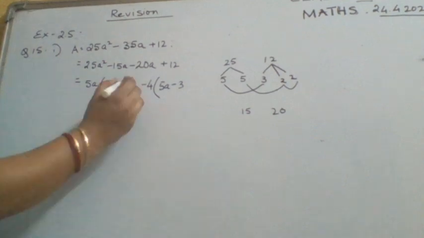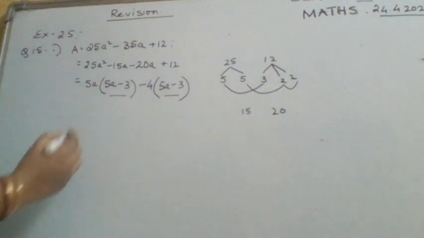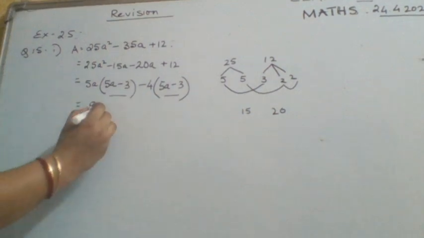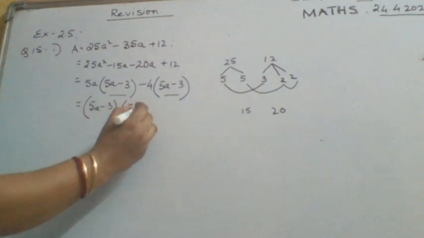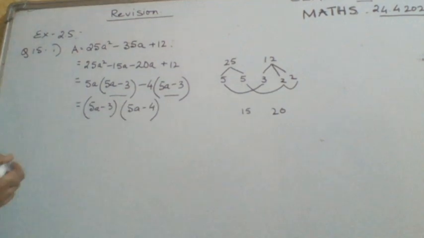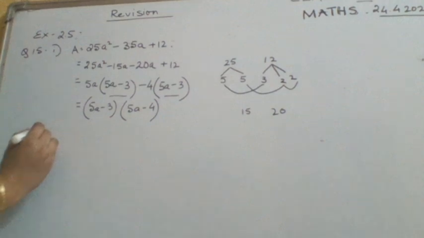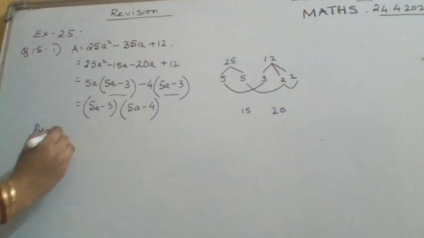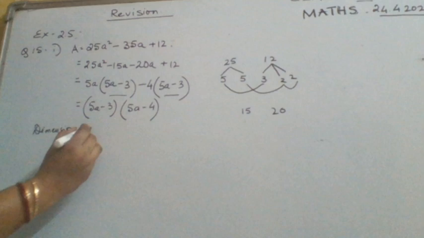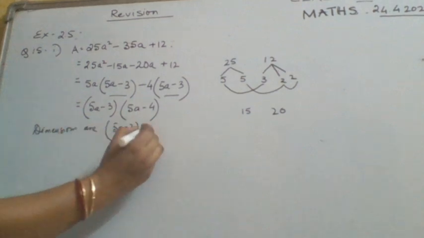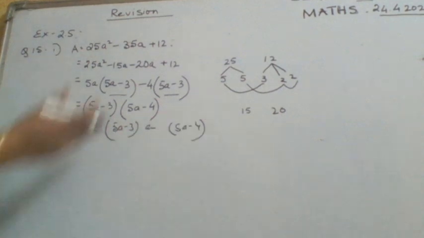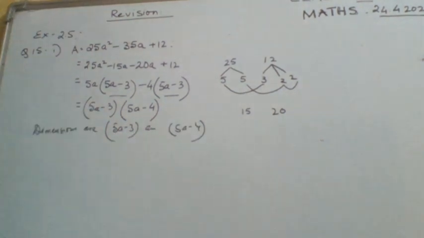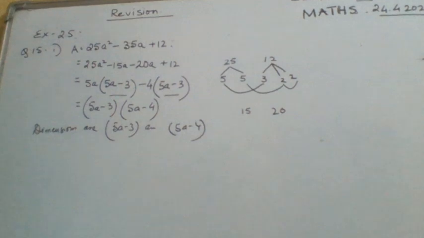So these two brackets are same, 5a minus 3, 5a minus 3. So you take 5a minus 3 as common from here, and the other one is 5a minus 4. So these are the dimensions of the rectangle whose area is this. So you write, dimensions are 5a minus 3 and 5a minus 4. So this is simply a problem based on your factorization. Now one more question is there, we will do that also.